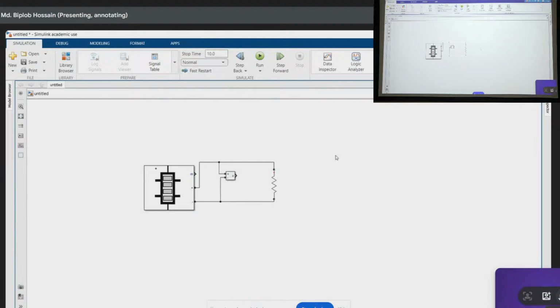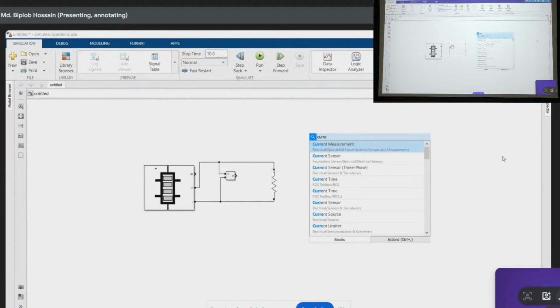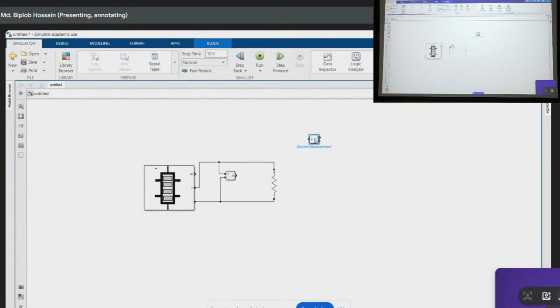Then similarly we need to measure current. So we can write the same thing, current measurement. Plus, this is minus. So this one gives us the current passing through this branch. So now we have to see the value in the oscilloscope.